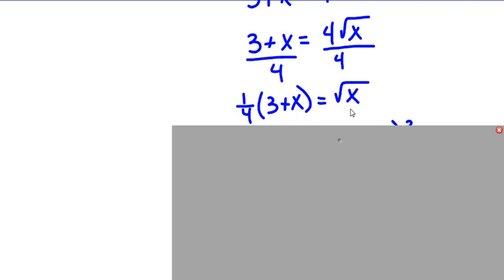Once the radical is alone, what we want to do is undo it. So this is a square root. To undo the square root, we would square it. So we're going to square each side of the equation.